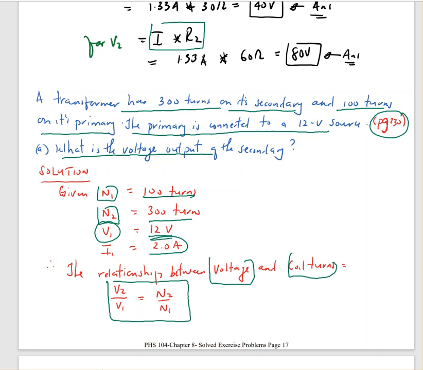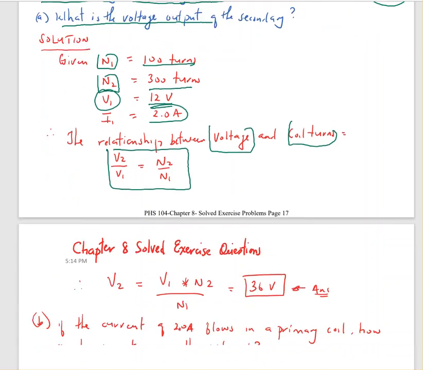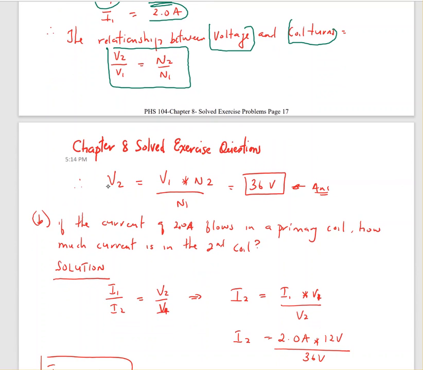Now the relationship between the voltage and the actual coil turns can be denoted here: V2 divided by V1 equals N2 divided by N1. Keeping that in mind, I can solve for V2, and when I do that, I'm going to get the actual voltage for those particular coils.